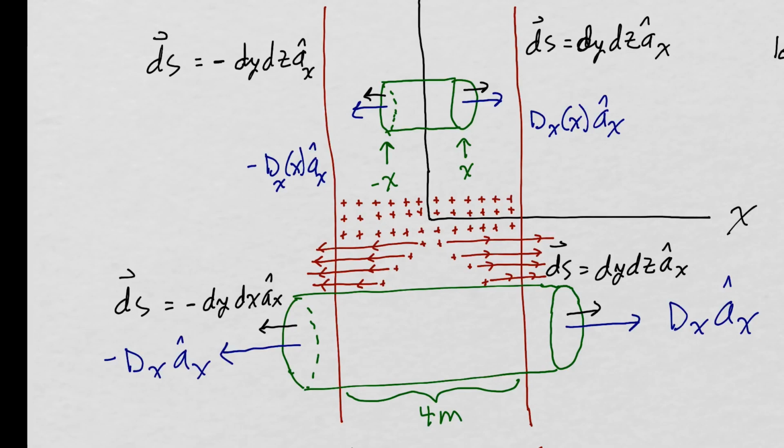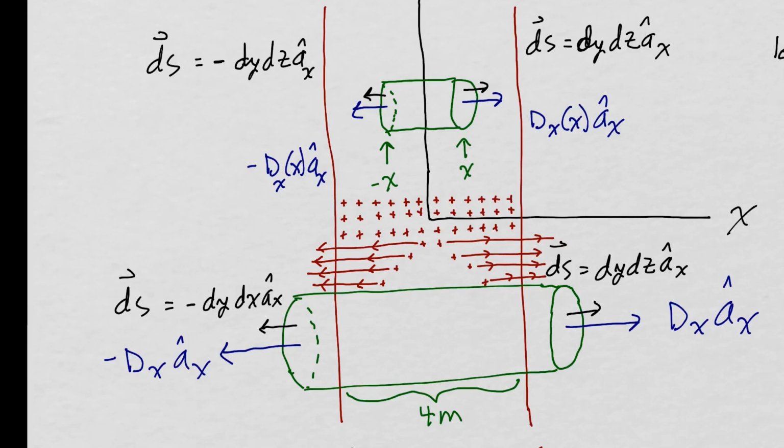Between x equals -2 and x equals 2, there's a uniform charge distribution. I'm depicting some of that charge here. Here I'm showing some of the electric flux lines that are emanating from some of the positive charges. So really think of these charges as, say, one of these lines here.